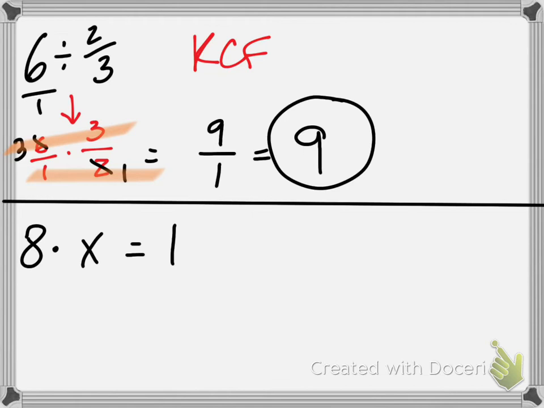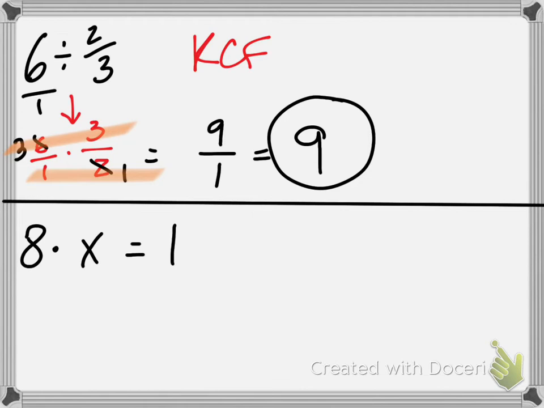Am I able to cross cancel when I'm doing my division? Like, look, I can cross cancel that into a 1 and this into a 2, right? Can I cross cancel when I divide? No. We have to only cross cancel when we multiply. First, we keep, change, flip, and then we can cross cancel. Remember, Kentucky chicken fried when we divide.